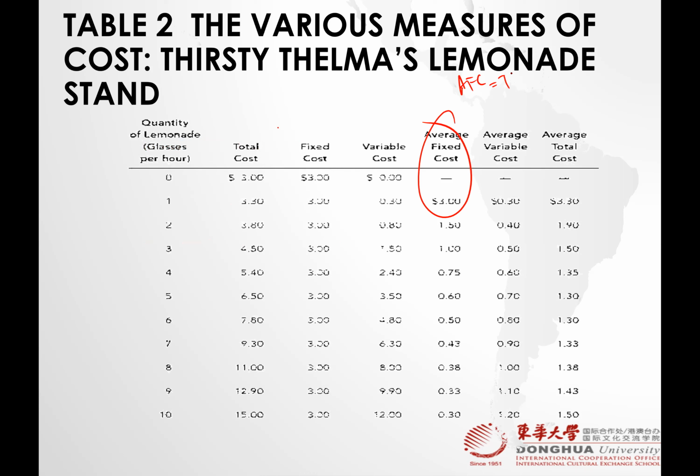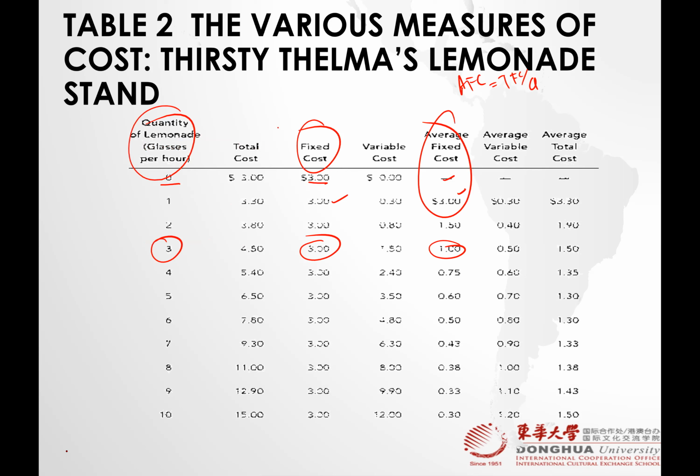It is total fixed cost, or fixed cost, divided by quantity. So this fixed cost divided by the quantity. So 3 divided by 0, that's why there is no 1 here. So 3 divided by 1, the answer is 3. And how did it come to the 1? Because 3 divided by 3, the answer is 1.